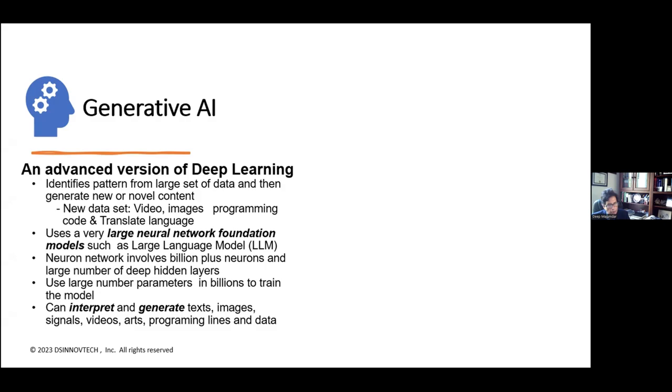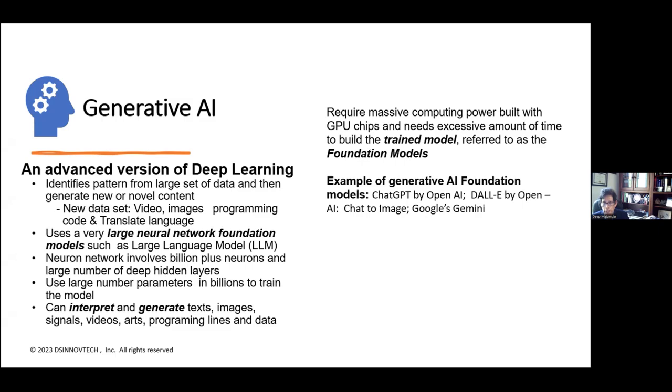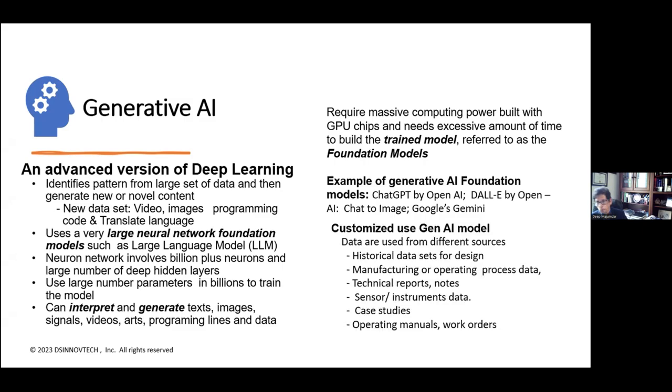This kind of generative AI is really built around large neural network foundation models, such as the large language model, LLM, using billions of neurons, millions of deep layers, and multiple billions of parameters to interpret data and generate outputs. But this is also extremely expensive in terms of computing power. Only a few organizations can even try to train this kind of model, over a period of maybe 10 years. We refer to this kind of very advanced model as foundation models. Some of them are ChatGPT and DALL-E by OpenAI, and Gemini by Google. These are some of the advanced foundation models that are already there.